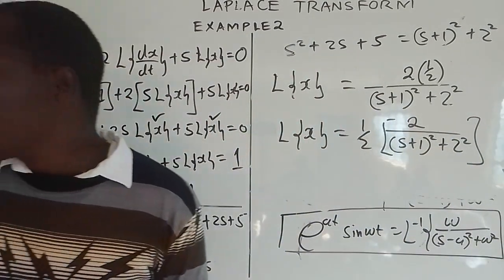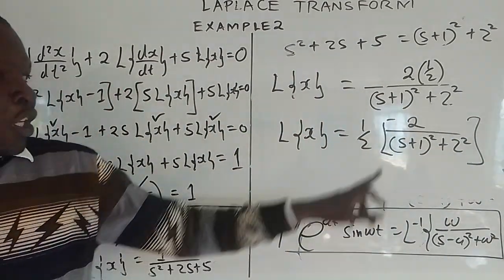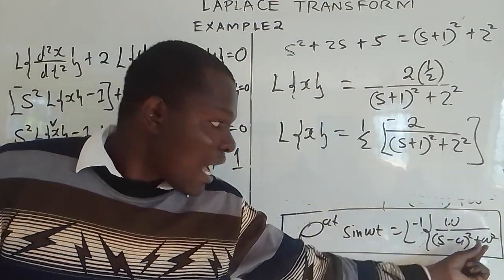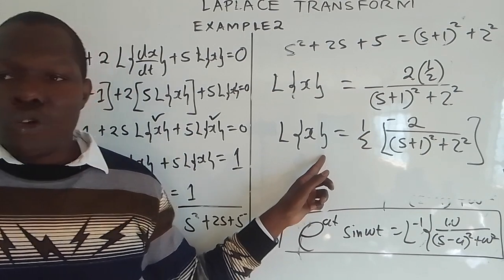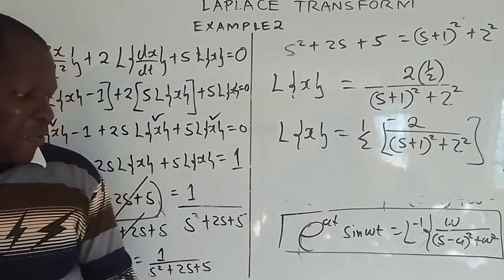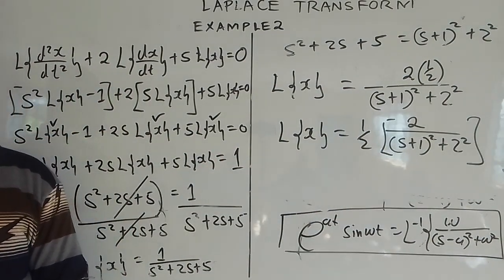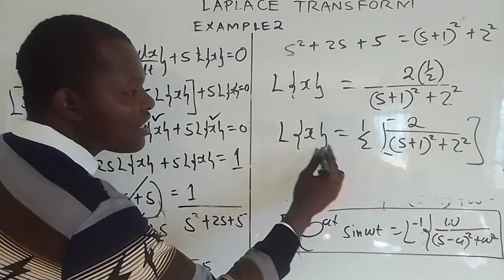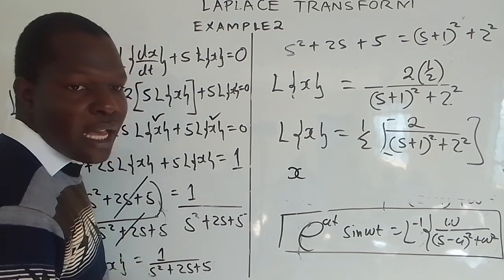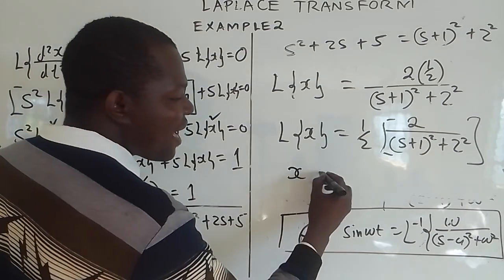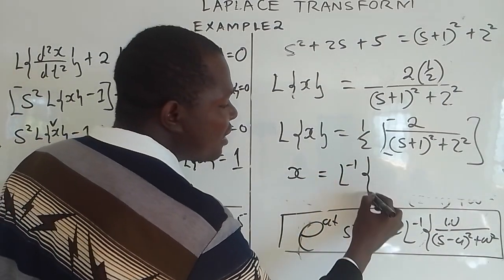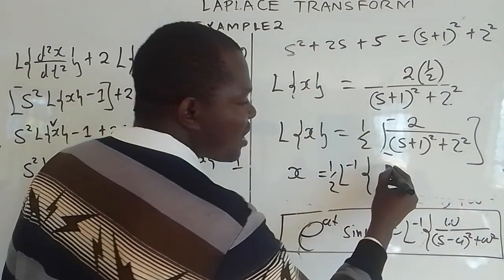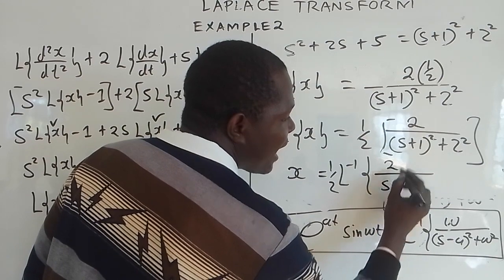So are you seeing now what we have inside the bracket? We now have w over s minus a squared plus w squared. So what do you do? You take Laplace to the other side of the equation. Is that okay? It becomes the Laplace inverse. So if you take Laplace to the other side, it becomes Laplace inverse. Then here you remain with x, isn't it? So you remain with x is equal to Laplace inverse of a half, which is a constant you factorize out, isn't it? A Laplace inverse of 2 over s plus 1.